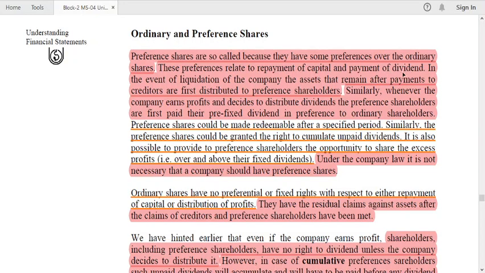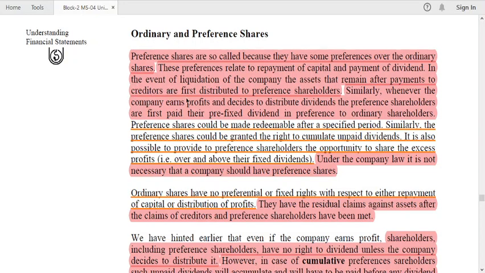This payment of dividend is a fixed dividend. Generally, it is a fixed dividend, 10%, 15%, 20%. In the event of liquidation or winding up of the company, the assets that remain after payments to the creditors are distributed. Whenever a company is wound up, first payment will be made to creditors. Whoever has given debt to the company will be paid first.